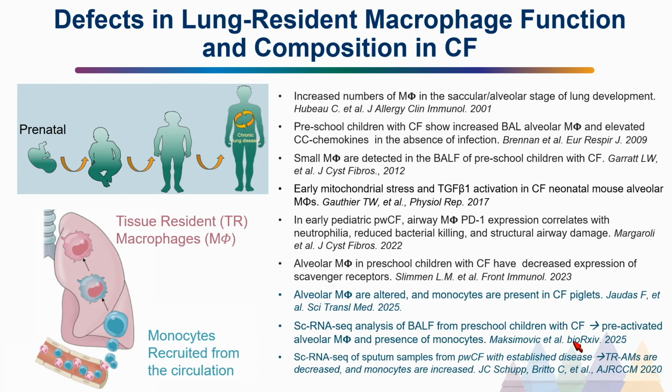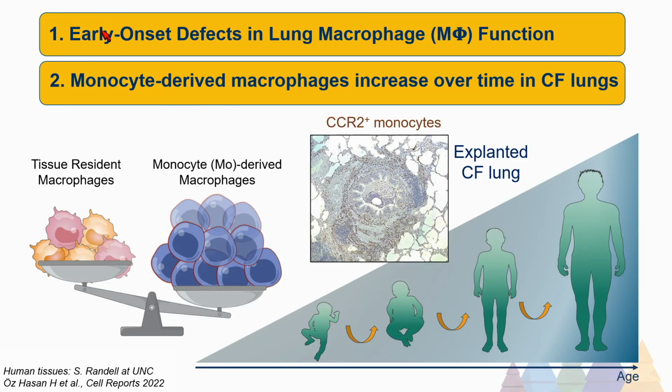There is a very nice bioRxiv paper doing single-cell RNA-seq in a group of preschool children. And then what happens when the disease is established? This is the work that Clemente Brito, the next speaker, will discuss. At that point, the lung will be mostly populated by those monocyte-recruited macrophages. So the conclusion of this part is that there is an early onset defect in lung macrophage function, and that monocyte-derived macrophages increase over time in the CF lung.